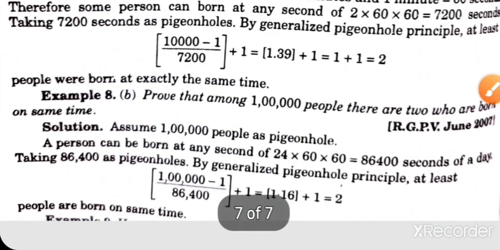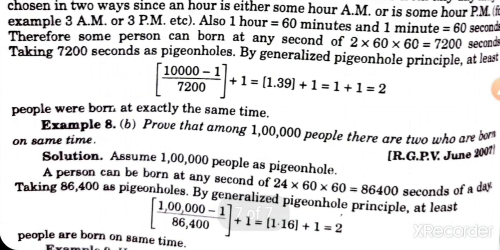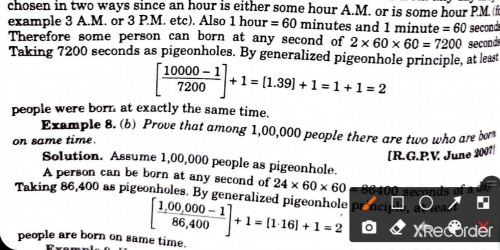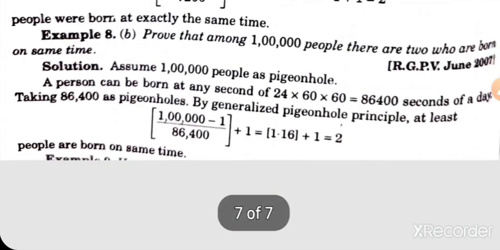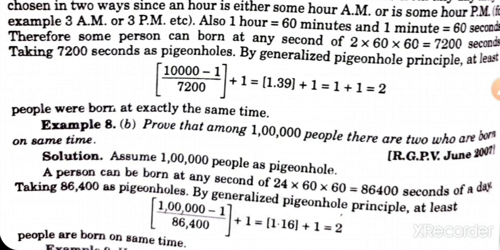Similarly, this question: prove that among 1 lakh people there are two who were born at the same time. Assume 1 lakh as pigeons and there are 24 choices. 24 into 60 into 60, 1 hour is equal to 60 minutes, 1 minute is equal to 60 seconds, and there are 24 hours in a day. So we get m is equal to 86,400. 1.16 plus 1, that is equivalent to 2. These are the examples of the pigeonhole principle.